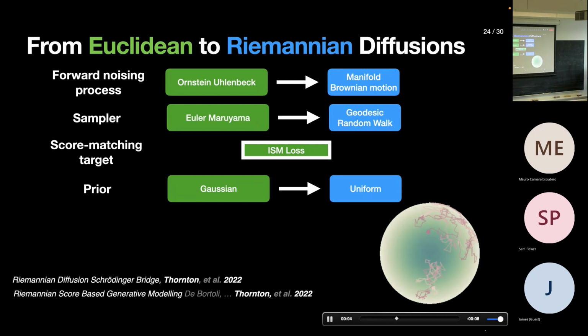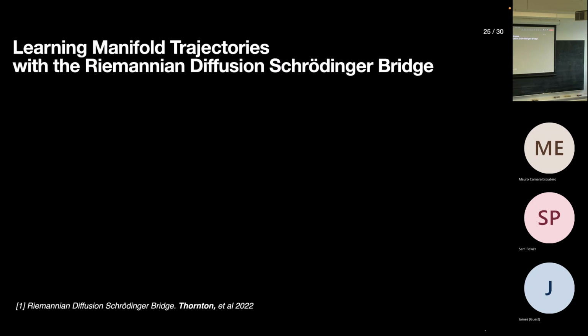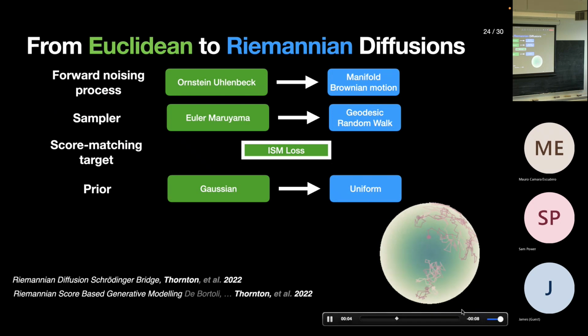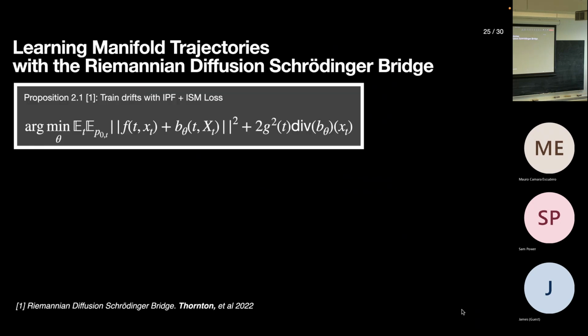So this is the reverse, going from uniform to a von Mises-Fisher distribution. This is the sphere. Yeah, so this is the ISM loss.